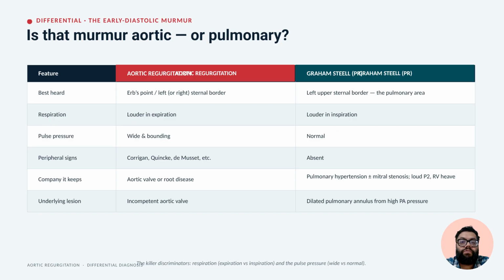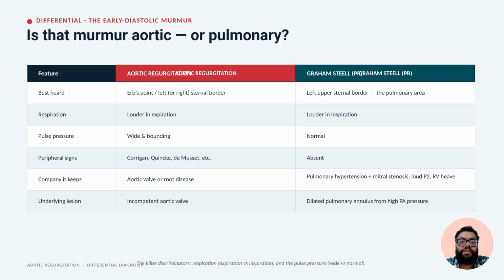Both of these are high-pitched, blowing, decrescendo murmurs that begin right after the second heart sound. So on quality alone, they are genuinely hard to separate, which is exactly why examiners love them. The Graham-Steell murmur is pulmonary regurgitation, and it appears when pulmonary hypertension, classically from mitral stenosis, dilates the pulmonary valve annulus. Two discriminators do most of the work. First, respiration. Right-sided murmurs, including pulmonary regurgitation, get louder as you breathe in, whereas the left-sided aortic murmur is louder in expiration. Second, and even more reliable, the pulse pressure.